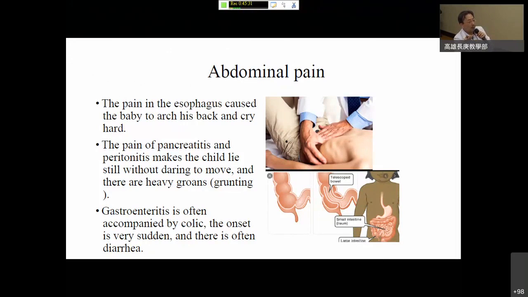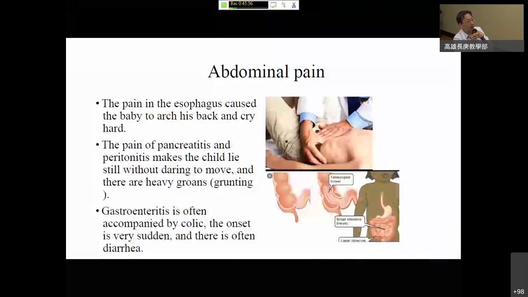And the third type of abdominal pain is the pain caused by gastroenteritis. Okay, it's like a colic pain. It has a very sudden onset, but it often goes away very soon, okay? So this type of pain is always sporadic, okay? Sporadic, and it often happens with diarrhea, when you have gastroenteritis, okay?